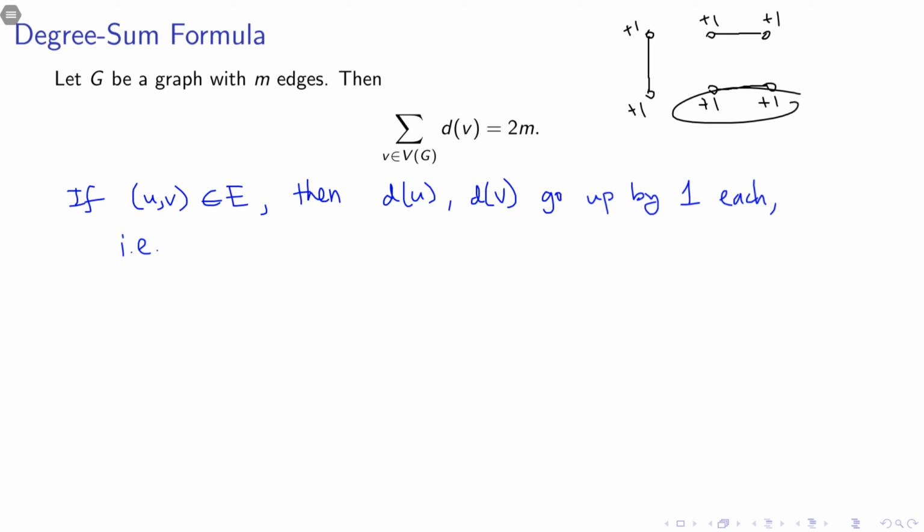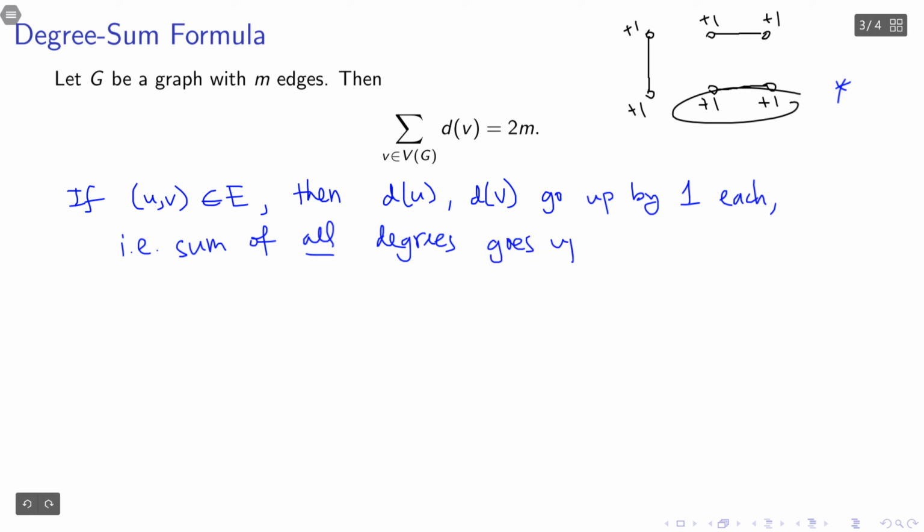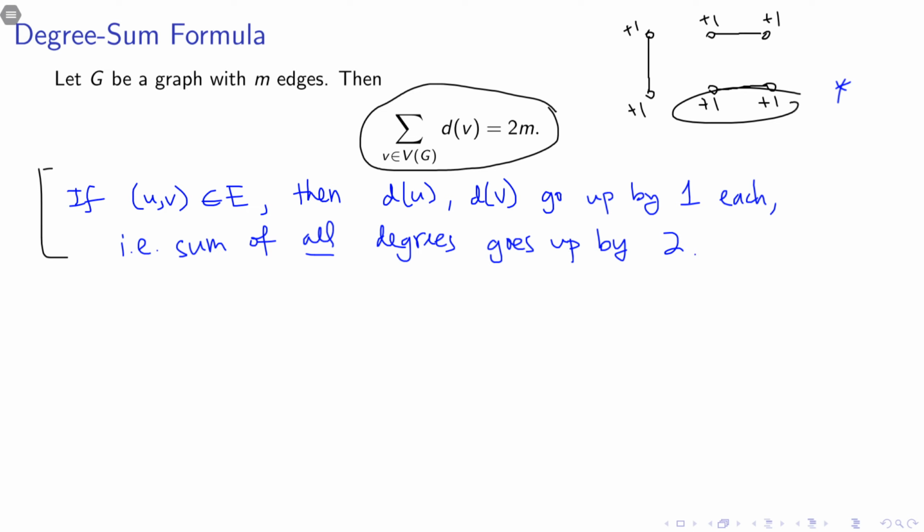And then what? Then the sum of all degrees, so I was saying up here, goes up by 2. Okay, so see what happened there. Every time I add an edge, the sum of all degrees goes up by 2. Look at the sum here. On the left, you have the total degree for all your vertices.